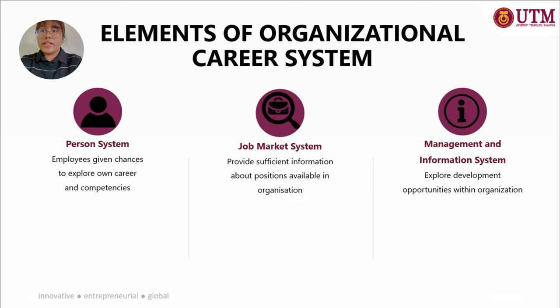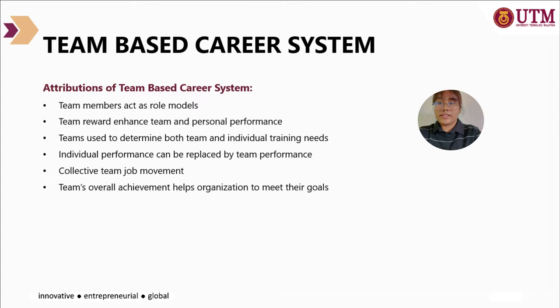is available. Other than that, the organizational career system also suggests a team-based career system as one of the effective interventions. This is because of several attributes, such as team members acting as role models, and team rewards enhancing team and personal performance. The team-based system is used to determine both team and individual training needs, and individual performance can be replaced by team performance. Collective team job movement and the team's overall achievement help the organization meet its goals; these are attributes that are very important to the personal career development of employees.